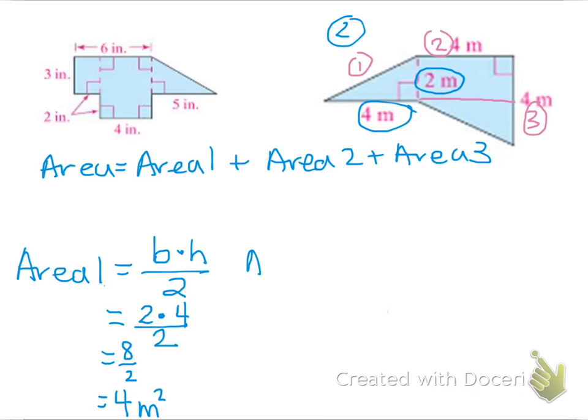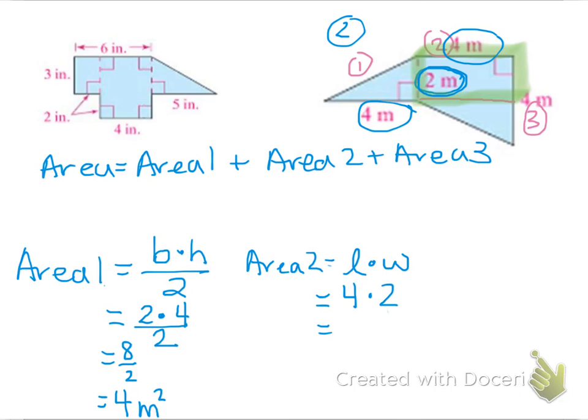Now we need area of shape 2. Shape number 2 is over here. I'll highlight it, and it's a rectangle. And I know that the formula for the area of a rectangle is the length times the width. Our length and width are on here for us, so we don't need to worry about that. Our width is 2 and our length is 4, so our length is 4 times 2. 4 times 2 is 8, and our units are meters squared.